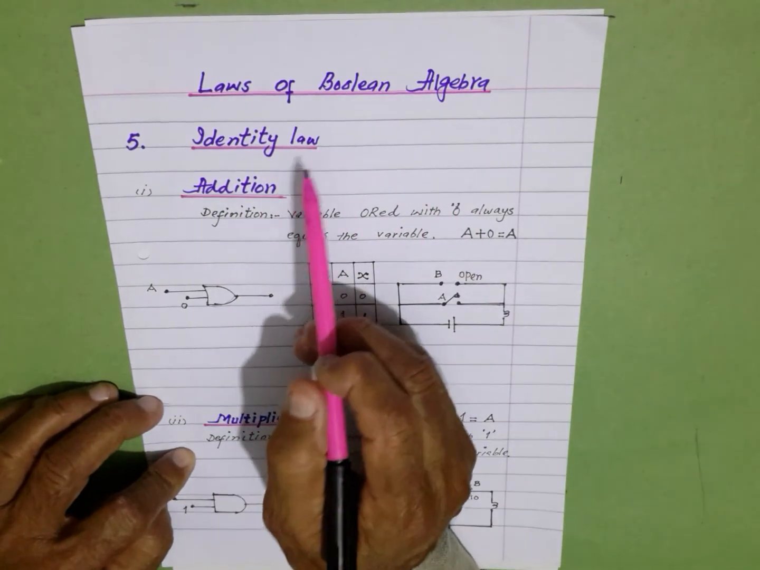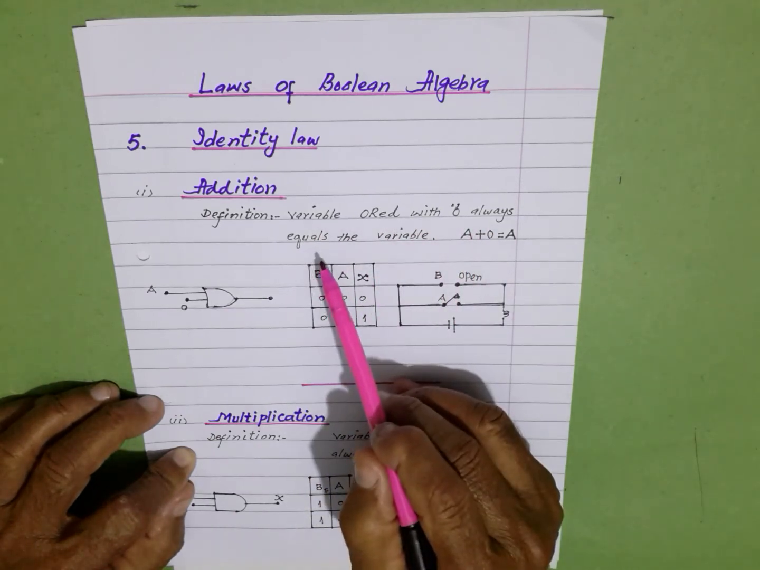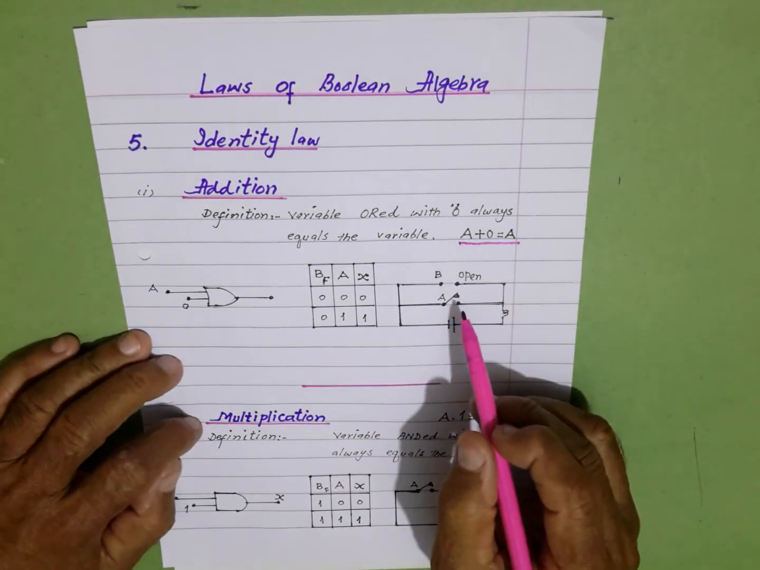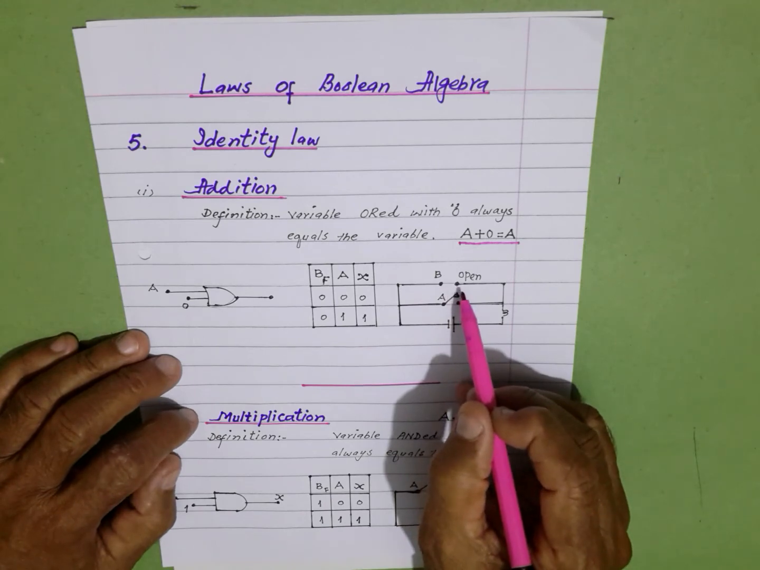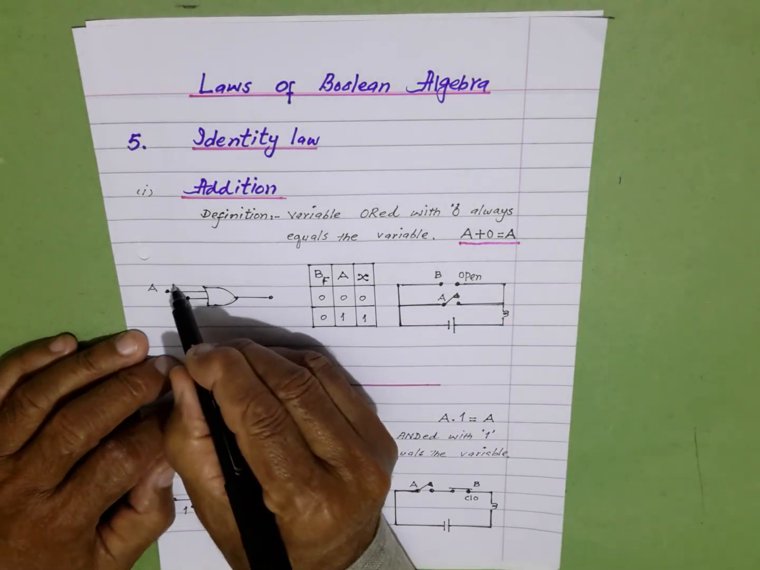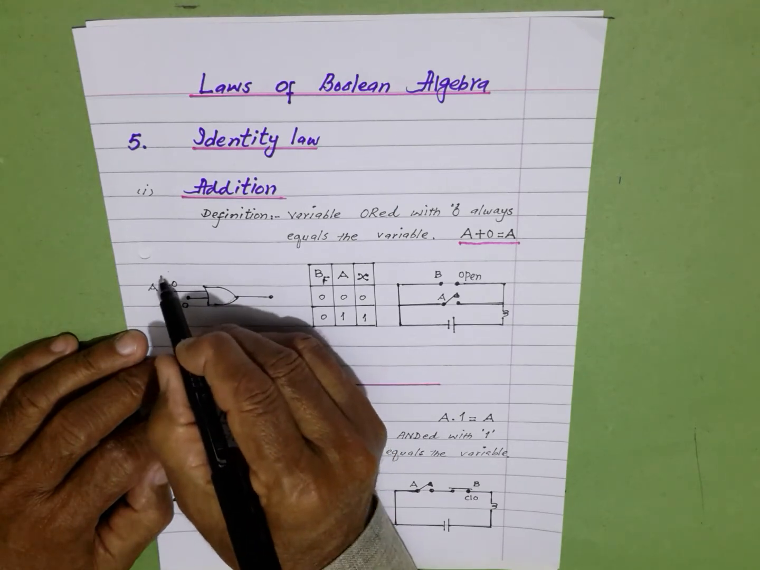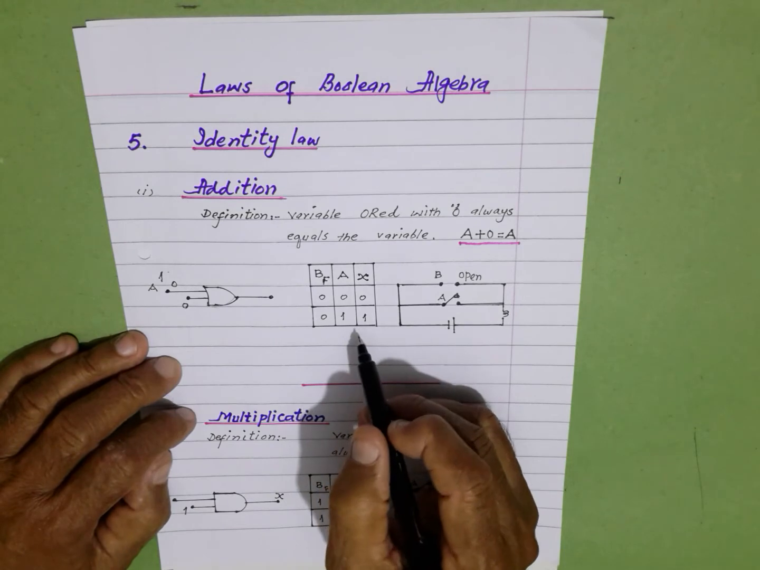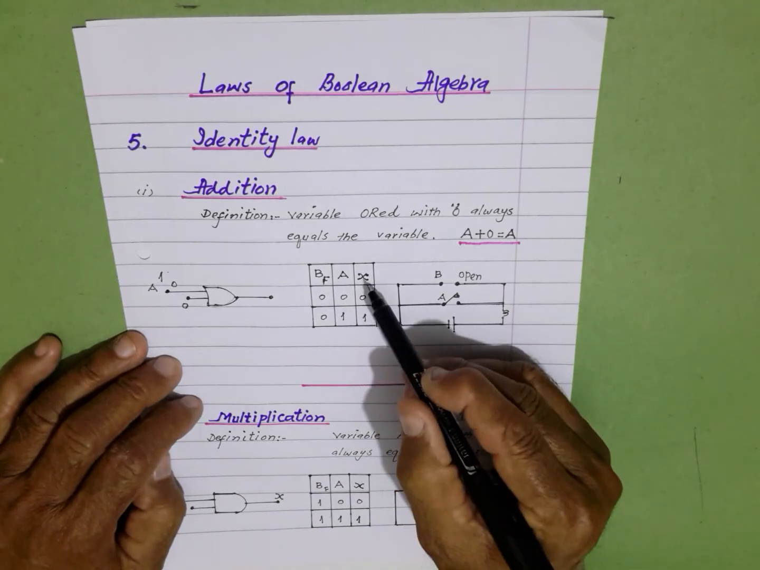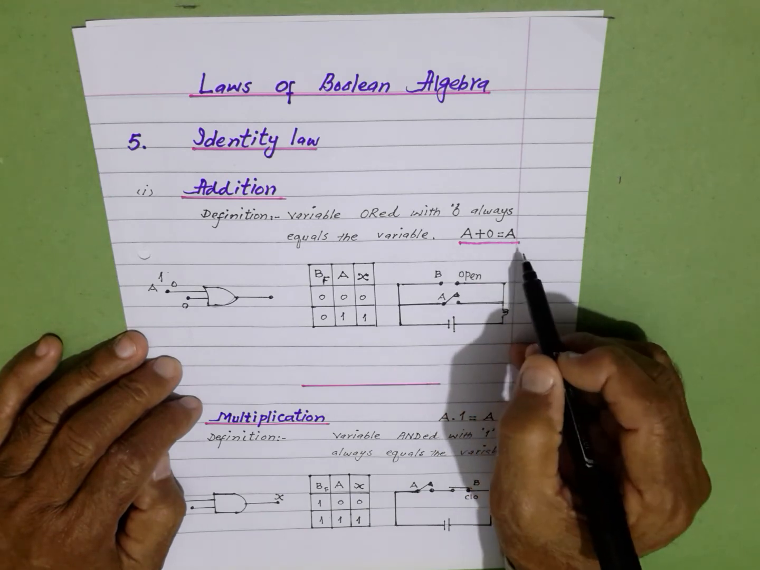Laws of Boolean algebra: identity law, addition. Definition: a variable ORed with 0 always equals the variable. It can be represented by two switches in parallel. The B switch is open. An open switch represents 0. When A is open, it is 0 here. 0 OR 0 is 0. And when the switch is closed, it is 1. 1 OR 0 is 1. So whatever is the variable, the same is the output, or we can say this is A, 0, 1.